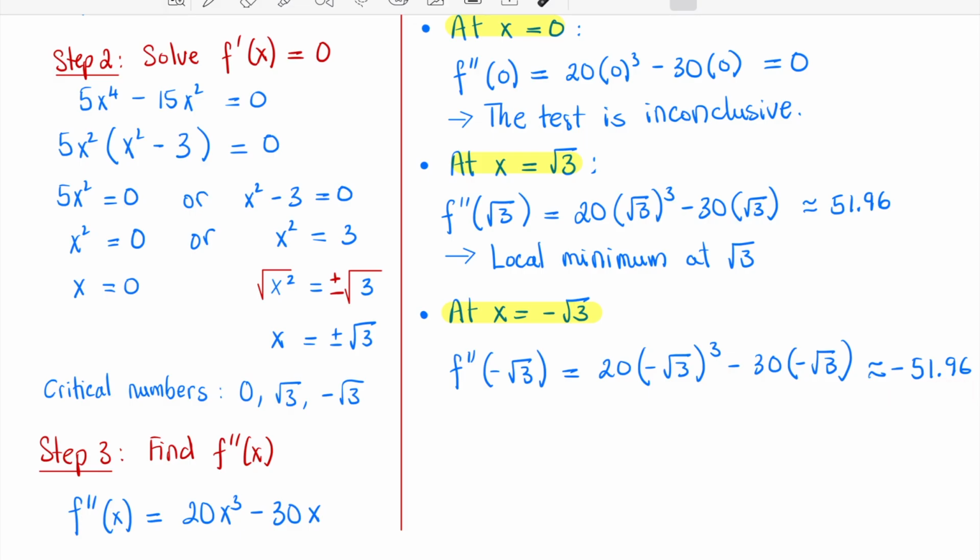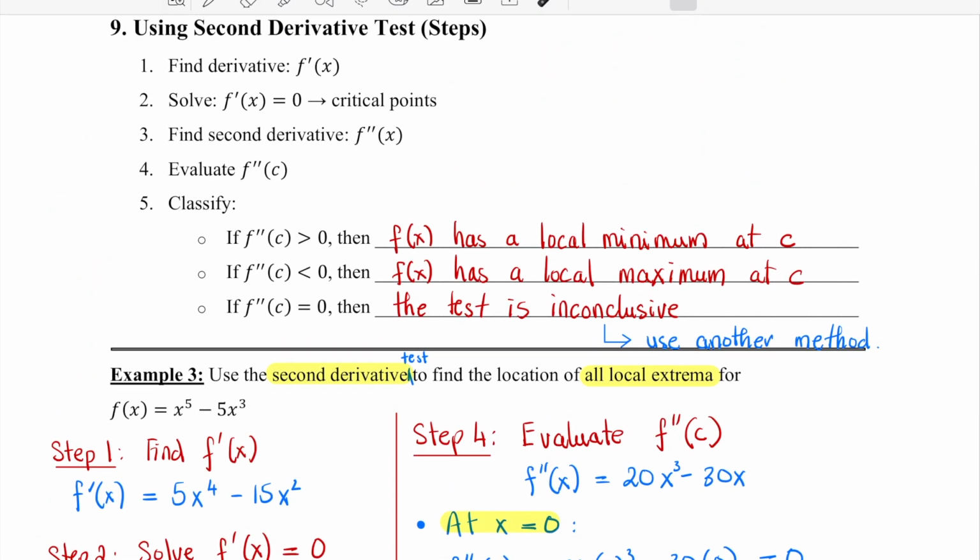What does that mean? So go back to the test. If f double prime of c is negative, then there is a local maximum at c. So we have a local maximum at x equals negative root 3.